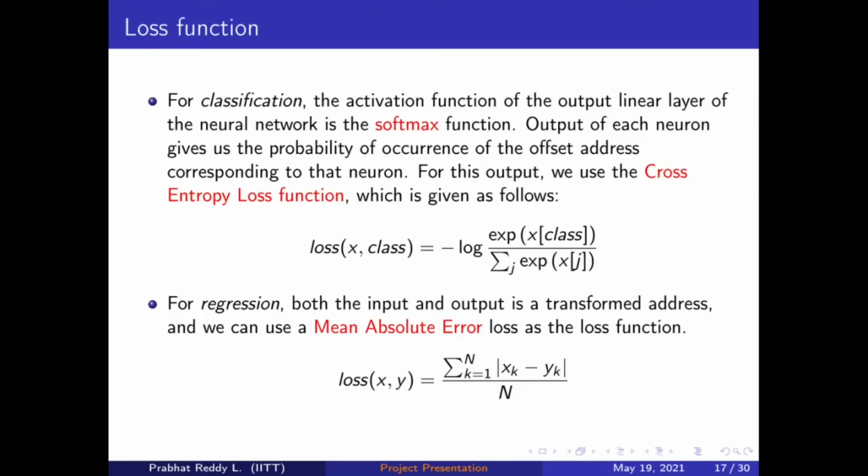Coming to the loss function, for the classification model, note that the output activation layer is the softmax function, and this ensures that the output is actually the probability corresponding to a particular load address. For this purpose, we use cross entropy loss function, which is very well performing for multi-class classification. For regression, however, we desire the input and output to be as similar, as close to each other as possible. So we use the mean absolute error loss function for regression.